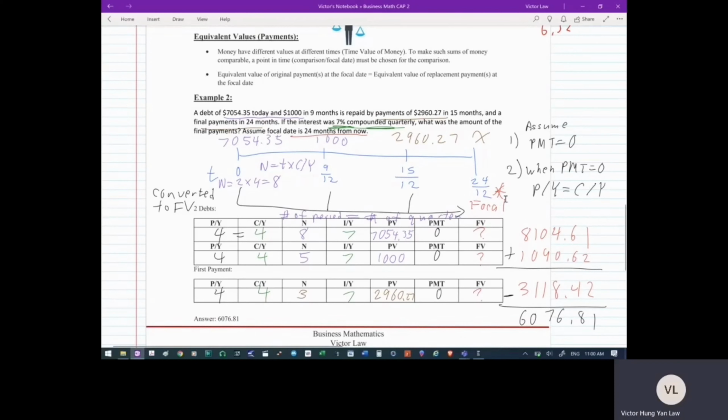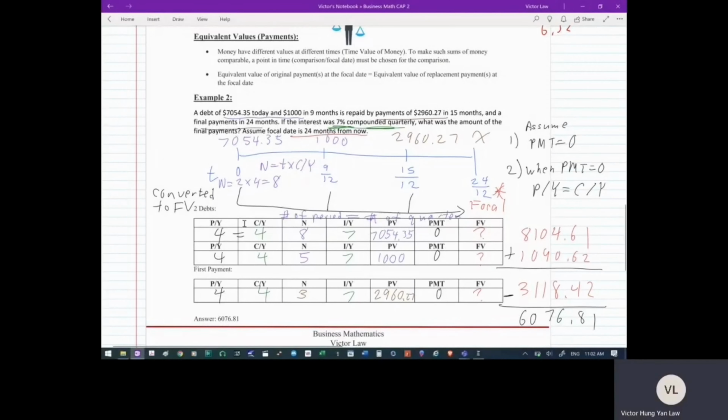The focal date is 24 months from now. So we need to convert all the cash flow to the focal date, to the future value. What you need to know is that at the focal date, the future value of these 2 debts will equal the value of these 2 payments. And because all these 3 cash flows, 2 debts and 1 payment, are to the left of the focal date, they all need to be converted into the future value. And this is what the diagram tells us.